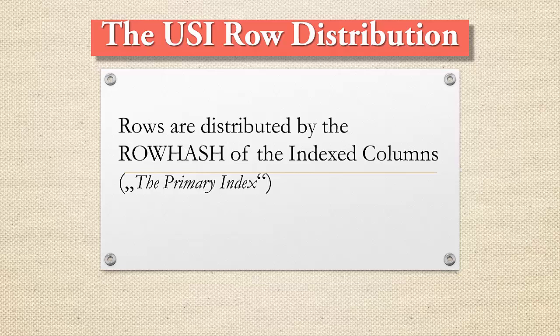Unique secondary index rows are distributed by the row hash of the indexed columns. To the subtable, these are its primary index. Value ordering is not allowed for a unique secondary index, just like it is not feasible for a unique primary index.